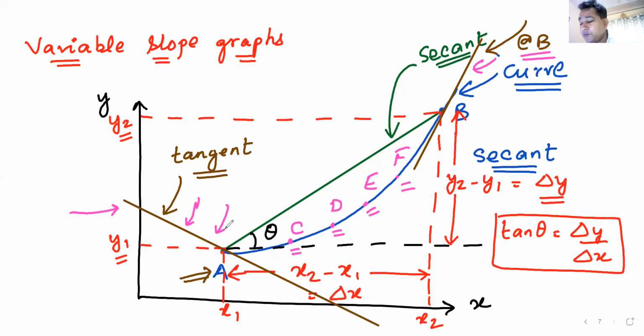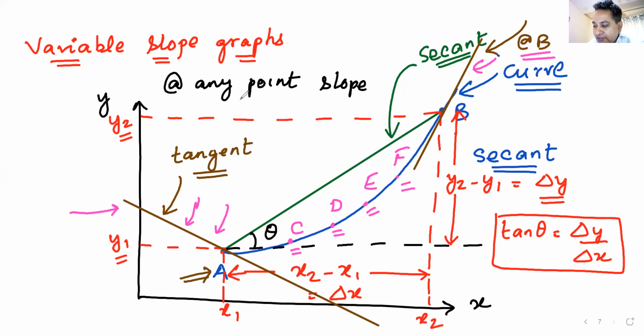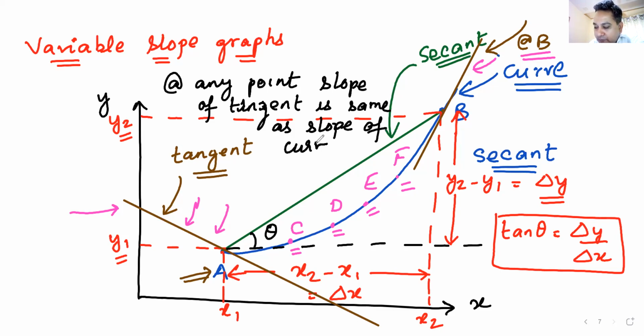Listen to this point very carefully. And I'll write it in black. At any point, the slope of the tangent, you understand the slope of tangent? The slope of tangent is same as slope of the curve. Are you getting this point?